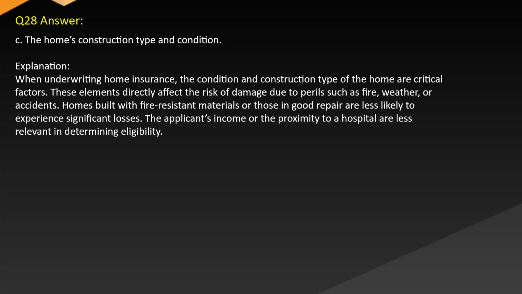Answer: C. The home's construction type and condition. Explanation: When underwriting home insurance, the condition and construction type of the home are critical factors. These elements directly affect the risk of damage due to perils such as fire, weather, or accidents. Homes built with fire-resistant materials or those in good repair are less likely to experience significant losses. The applicant's income or the proximity to hospital are less relevant in eligibility.